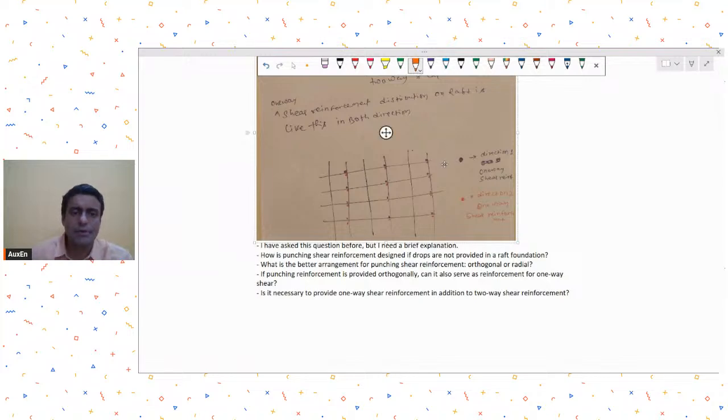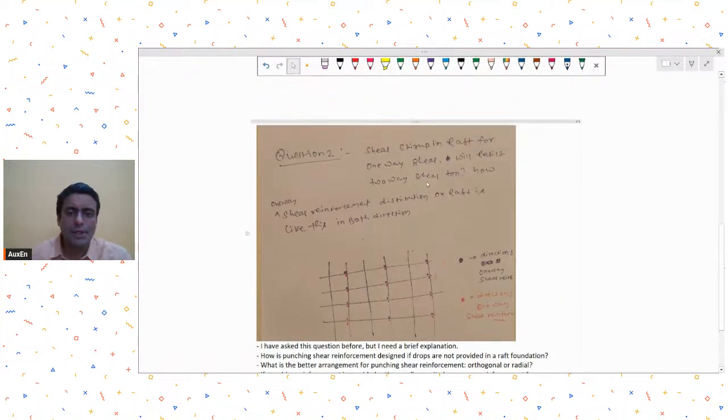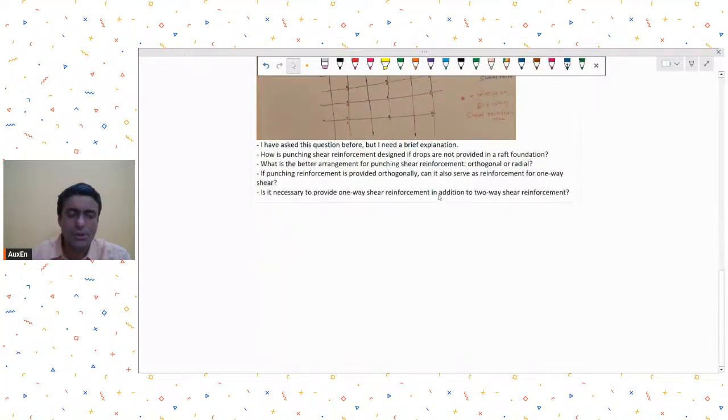Let's see what they want to ask. His question is related to shear stirrups in raft for one-way shear: will they resist two-way shear also? And then, how is punching shear reinforcement designed if drops are not provided in a raft foundation? What is a better arrangement for punching shear reinforcement, orthogonal or radial?